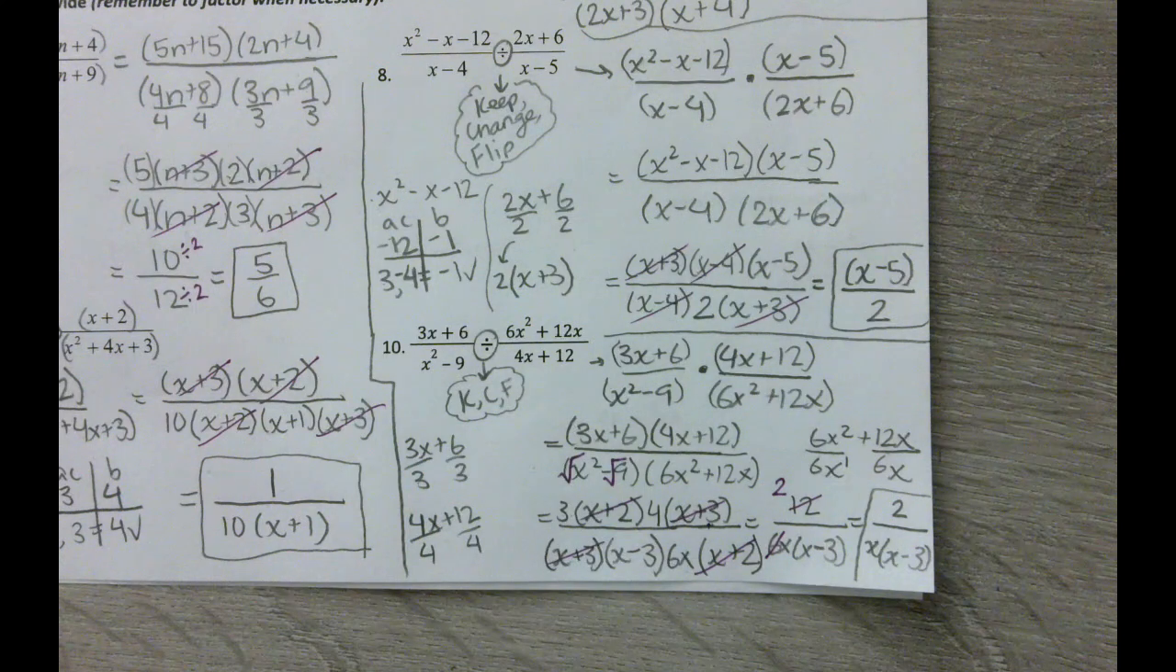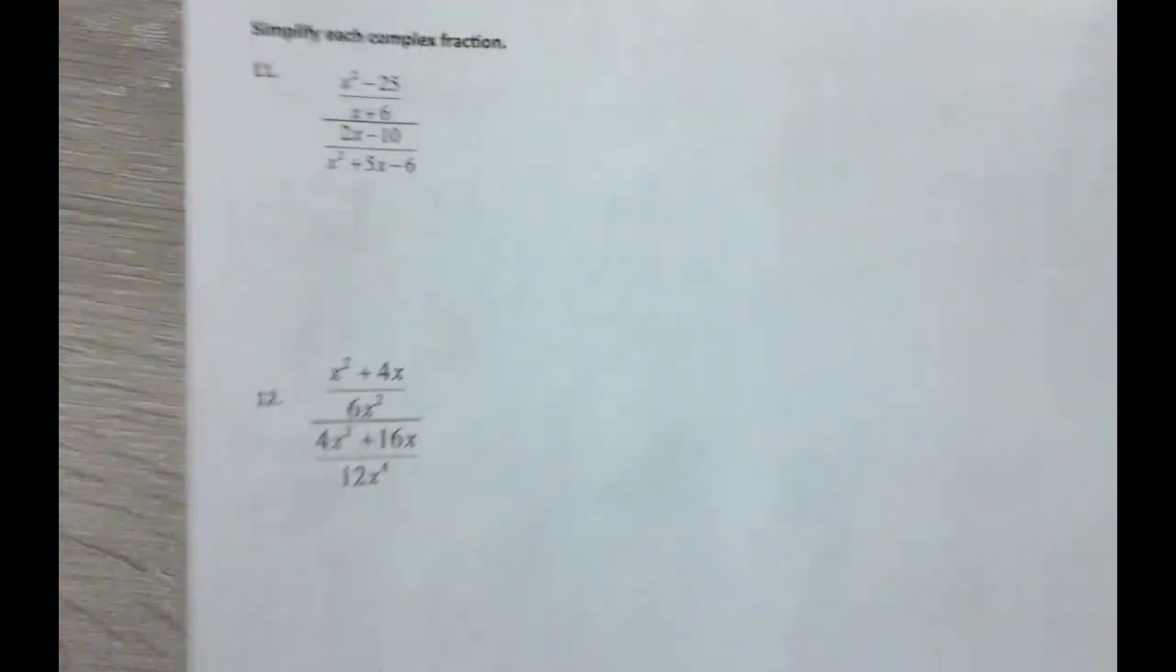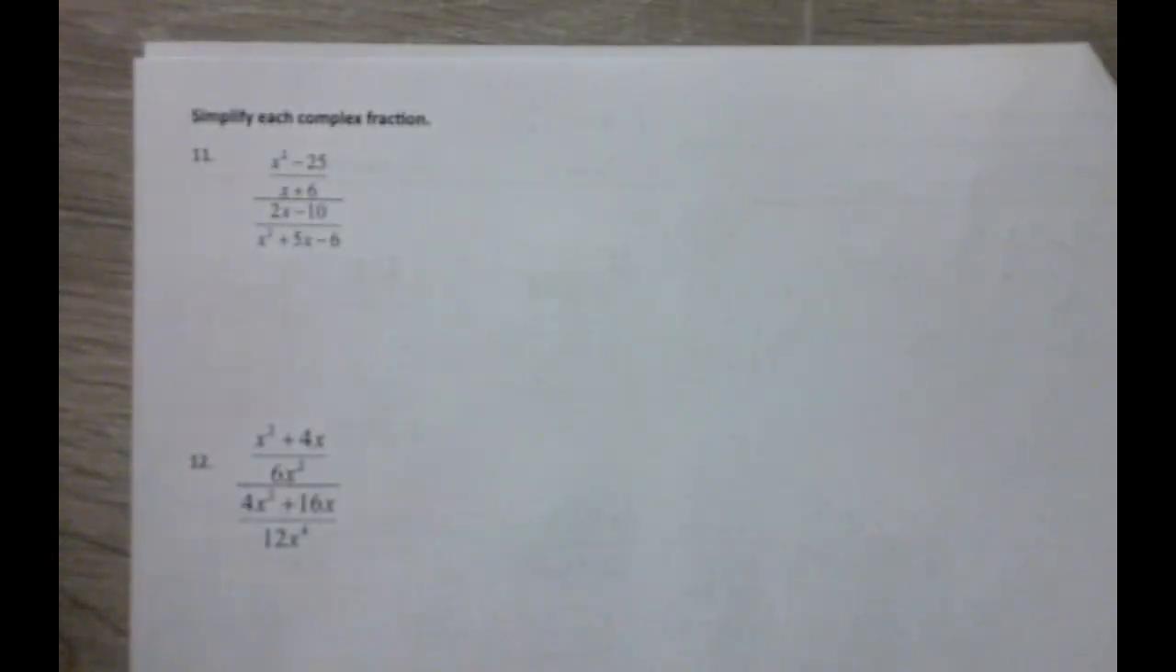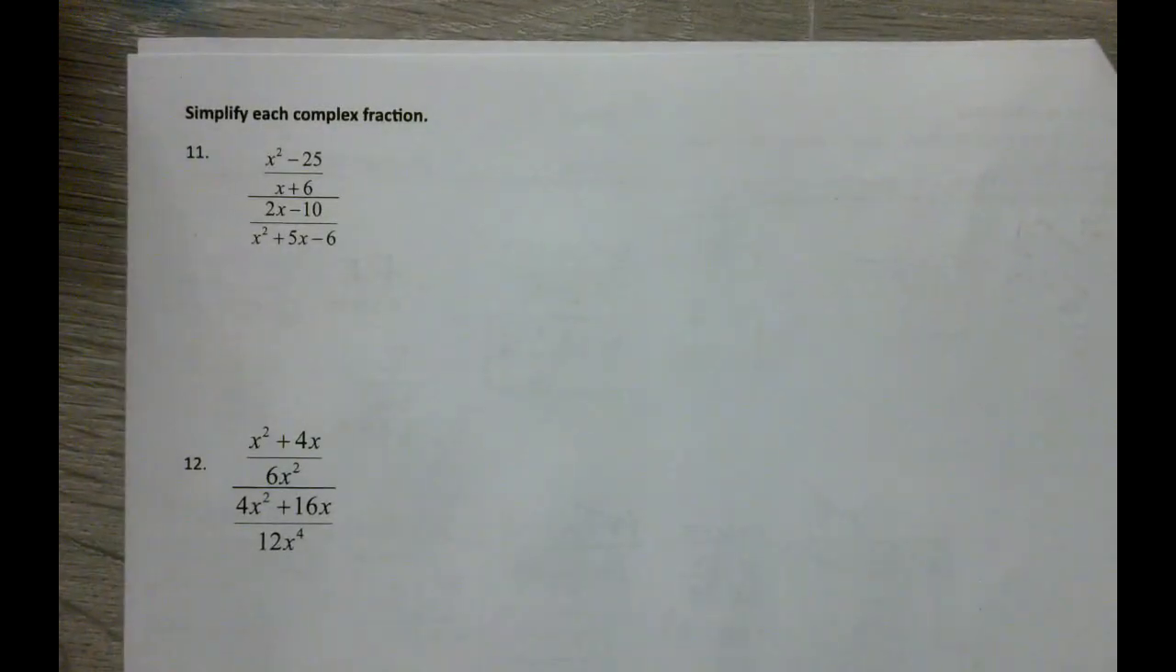All right, that was the front side. Next page. We are actually almost done here. Just a few more problems and then some very quick problems at the bottom. Simplify each complex fraction. So remember, that's where we have a fraction over a fraction. These are actually just division problems disguised as complicated fractions.